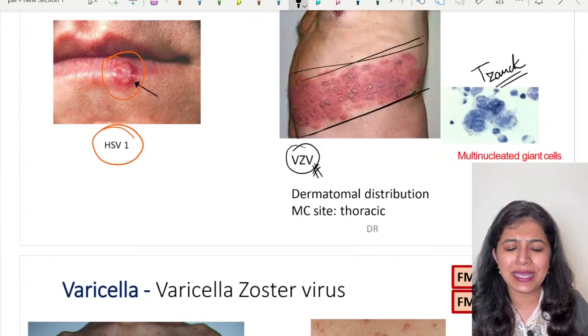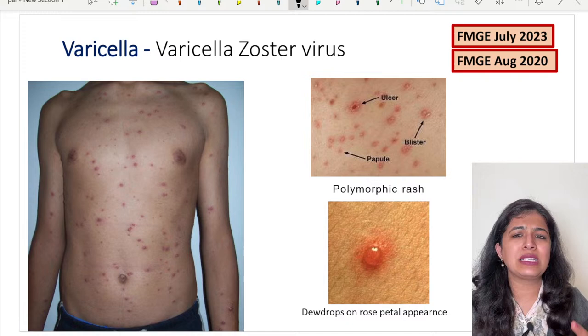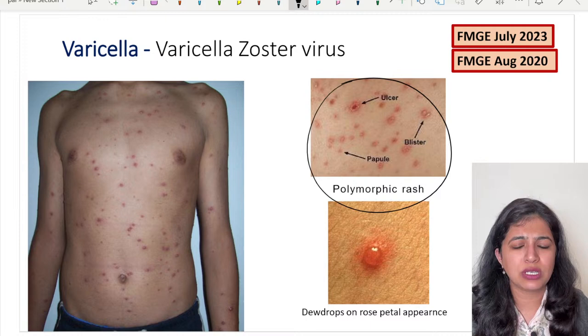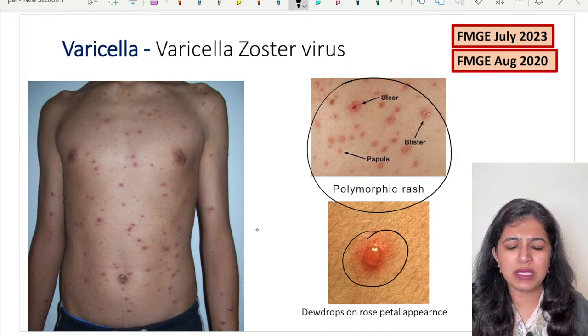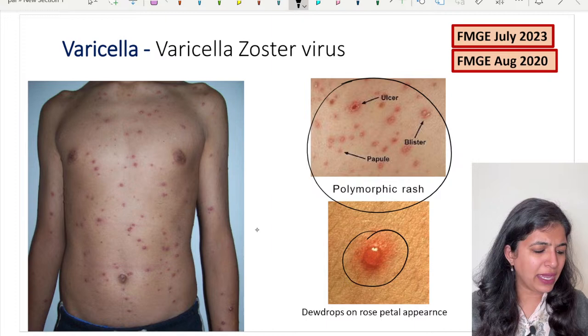Then we have varicella, a very, very favorite of your exam. Even in the July 23 exam it was asked: a child with fever, with vesicles all over the body is equal to varicella. So fever with vesicles in a child is varicella. Fever with polymorphic rash, varicella. Dew drop on rose petal appearance, varicella. All others, measles, rubella, roseola infantum, have a plain red rash. Vesicles only in varicella, caused by varicella zoster virus.